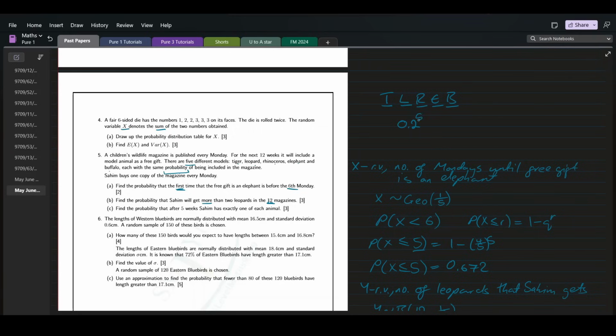So since there are 5 of them, we can raise this to the power of 5. Now notice that here we've just assumed that the order he gets the models in are tiger, leopard, rhino, elephant, buffalo. But this can also change. We can also rearrange this in 5 factorial ways. And so that would mean our answer would be 0.2 to the power of 5 times 5 factorial, and that gives us 0.0384. So this is 0.0384, and this would be our final answer for part C.